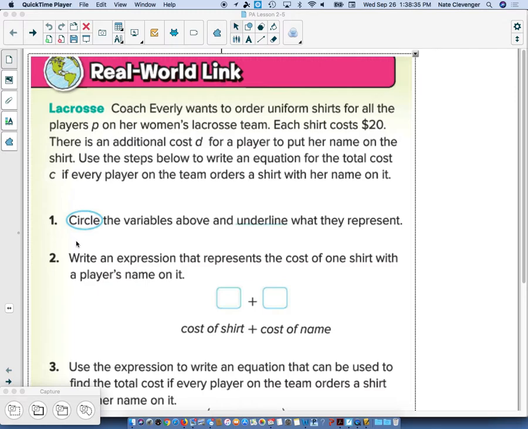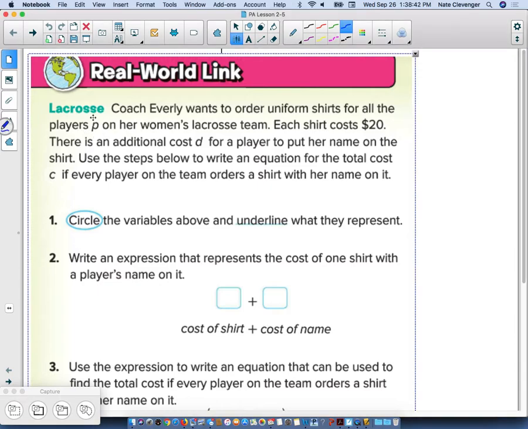Circling the variables shouldn't require a great amount of effort. You just go through: for all players, P is one, and then we have D as another one, and C. P represents all the players, D represents the additional cost, and C represents the total cost. Okay, so that's all there is to that.